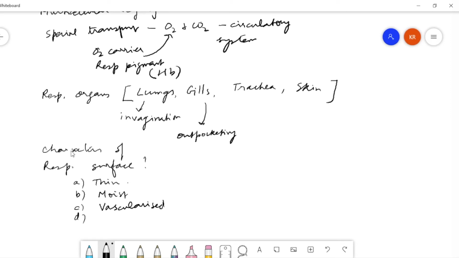And the fourth one is that there should be no scales or no hair or nothing like that. That means the respiratory surface should be naked. So for instance, that's why reptilian skin cannot be used for respiration, but an amphibian skin can be used for respiration, because reptilian skin has got scales. An amphibian skin, like a frog skin, does not have scales, so they work. So these are the common characteristic features of any respiratory surface.